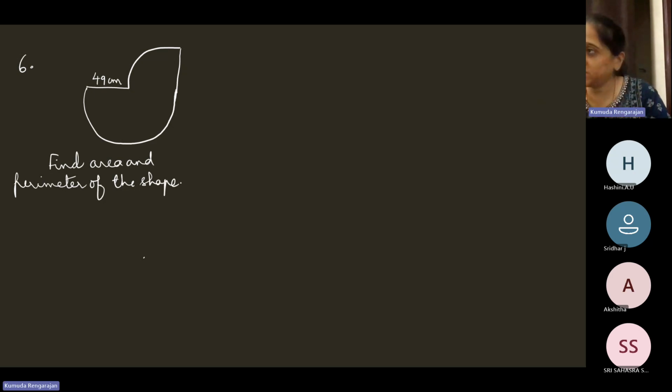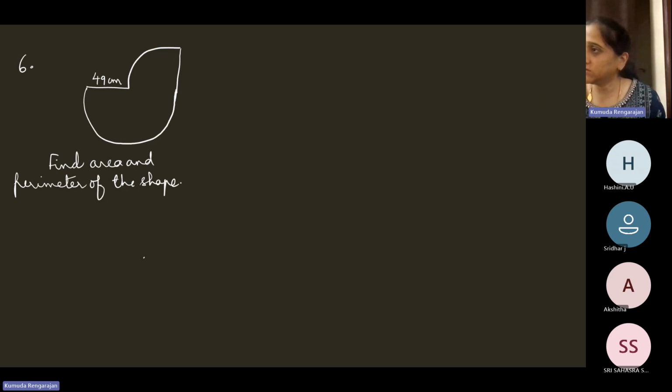Now, this shape is a semicircle and a quadrant. That much I'll tell you. It's 3/4 of a circle. Okay, it's 3/4 of a circle, which means it's a semicircle and a quadrant put together. So it's 3/4 of a circle, right?